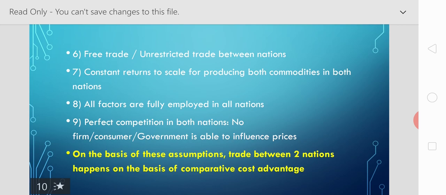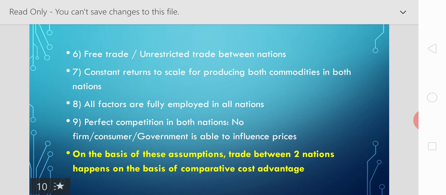And another assumption is constant returns to scale for producing both commodities in both nations, and no increasing return, no diminishing return. So this is in practice throughout the production stages in both nations, and all factors are employed. There is no laborer who remains unemployed. That means every laborer in the nation will be engaged in the production of either commodity after specialization, and even before specialization will be engaged in producing both commodities.